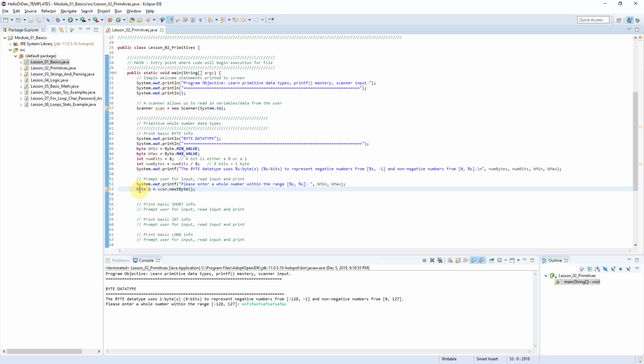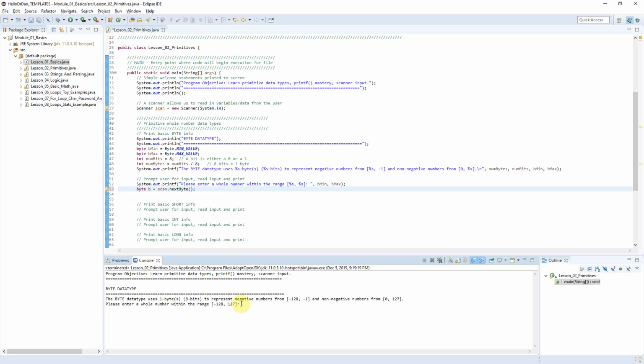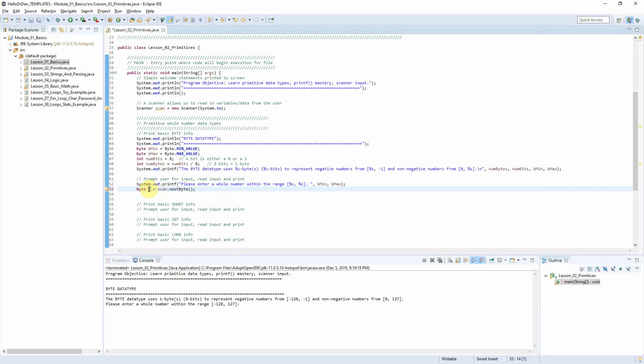If I comment out this line right here and run the program, you'll see that immediately the red stop button goes away. This program is done executing. I just want to point that out. When I do the scan.nextByte, the program will literally halt and wait for me to type something in down there.